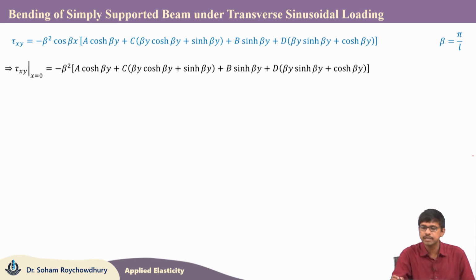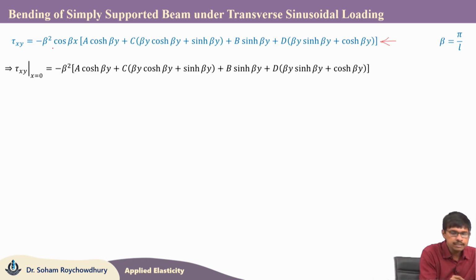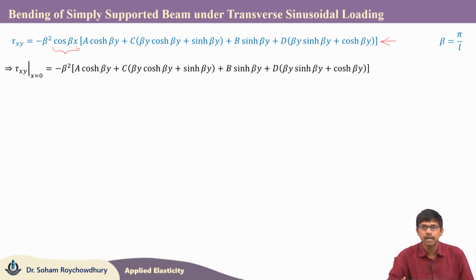So, the tau xy expression is given here with beta being pi by L. At x equals 0, at the left edge, the cos beta x term would go to 1. With x equals 0, cos beta x is equal to 1. So, tau xy at x equals 0 is given here. If you recall, boundary condition 6 was this, that is, the reaction force at the left edge, the x equals 0 edge. So, the integral from minus d to plus d of b tau xy at x equals 0 dy equals minus q naught L by pi.